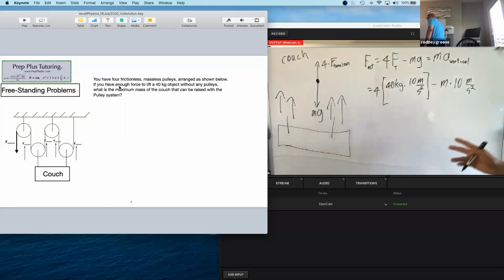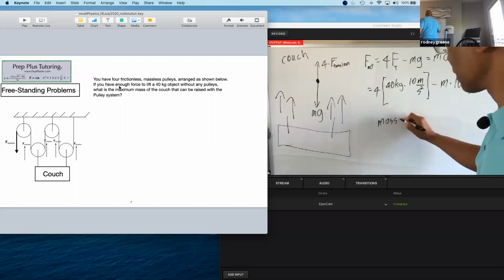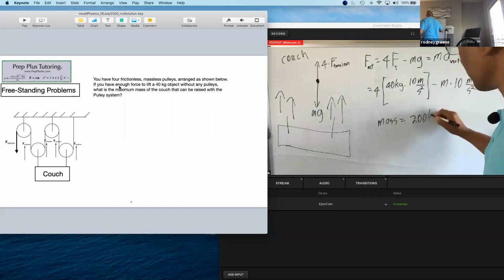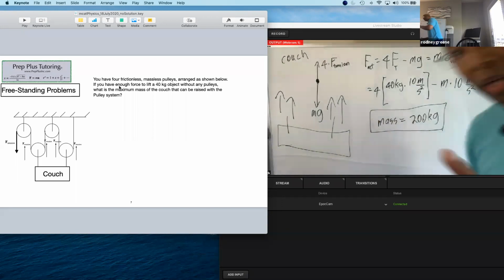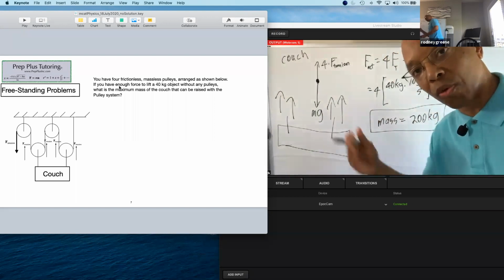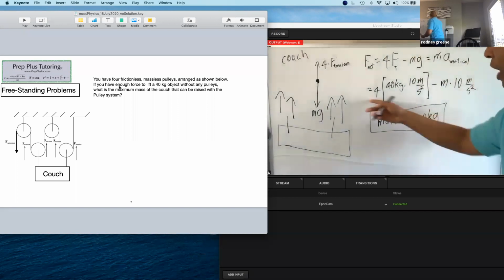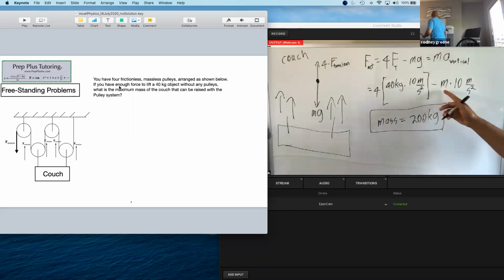So if you plug all this stuff in, I believe I have a typo on here, but it is going to be 200 kilograms. So one of the choices on the problem, I'm going to have to fix this typo before I send this to Lauren. But you'll have 4 or 5 choices on this freestanding problem. One of them will be for the mass. So once you get this, you just apply algebra to solve for the maximum mass of the couch that you can handle.